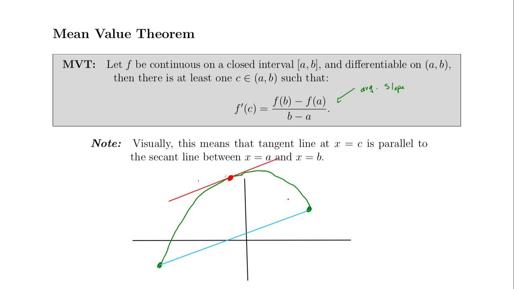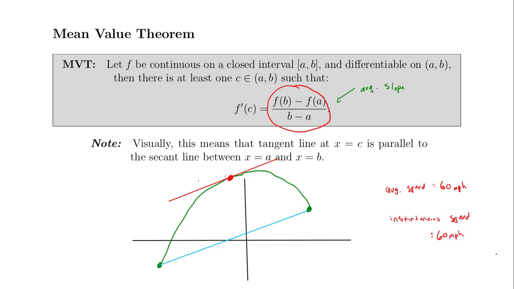Cool. So that's my average speed. That's the right hand side of the mean value theorem equation here. What I know is that since my movement is continuous and differentiable in a car, if my average speed or average velocity was 60 miles per hour, then there is some point in time where my instantaneous speed was equal to 60 miles per hour.